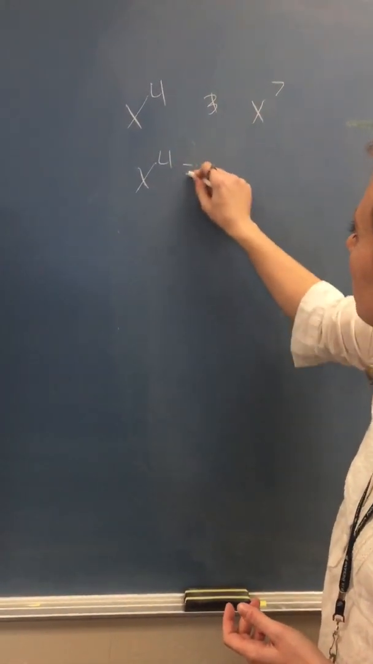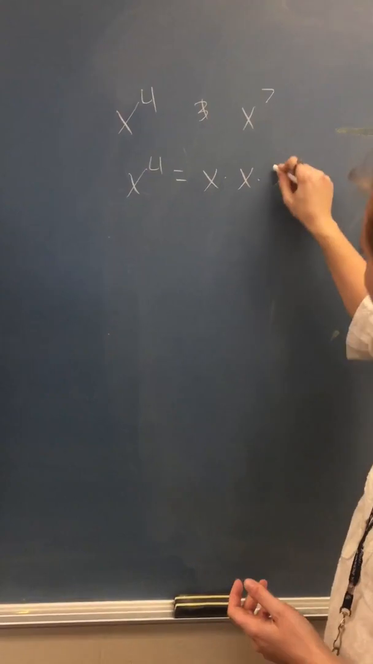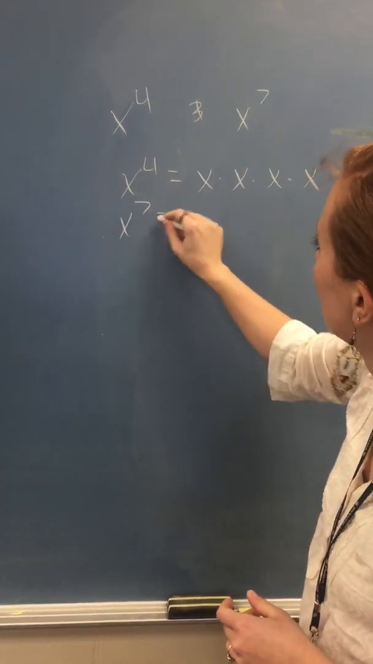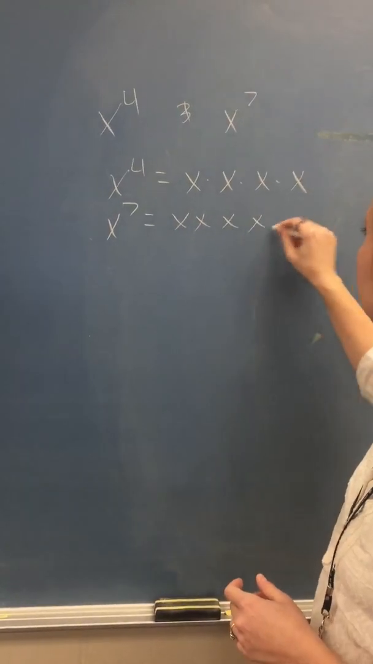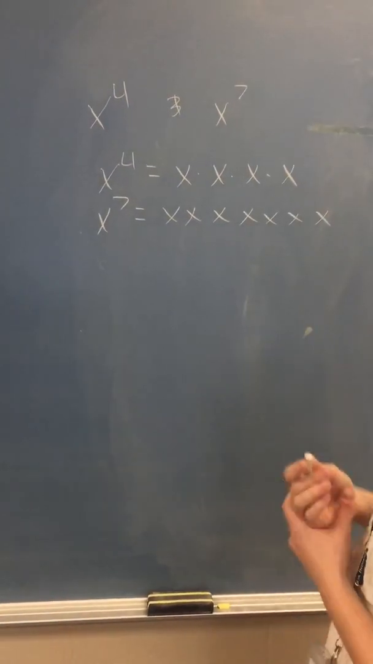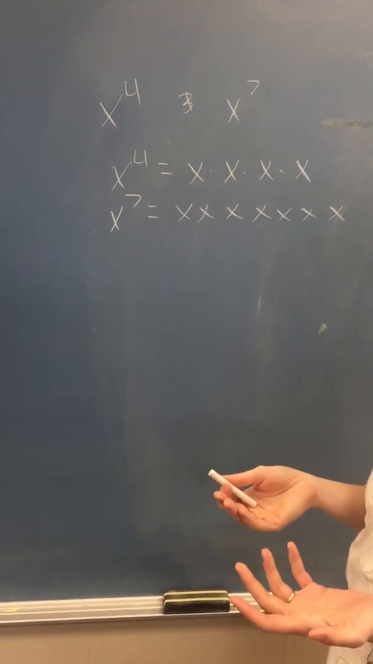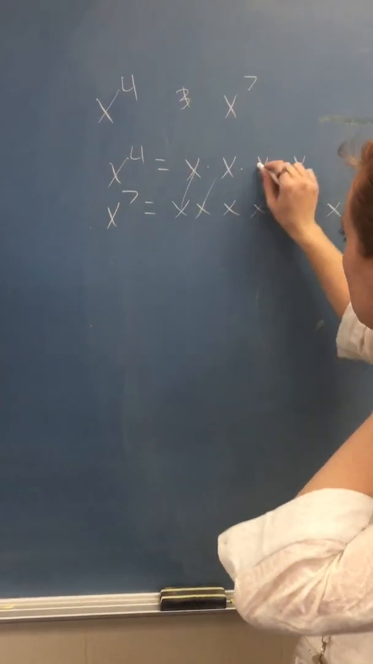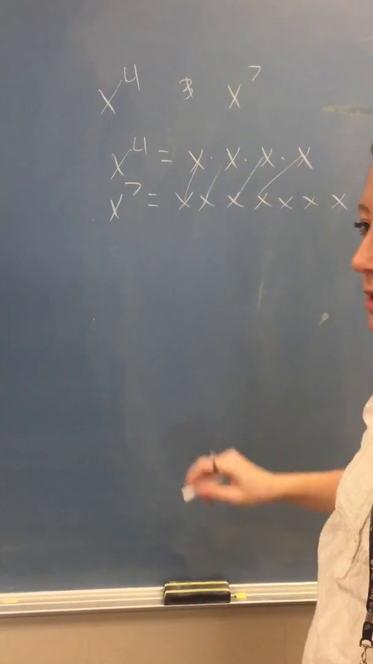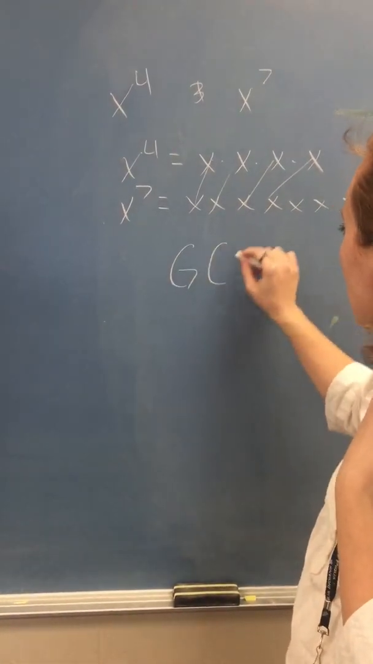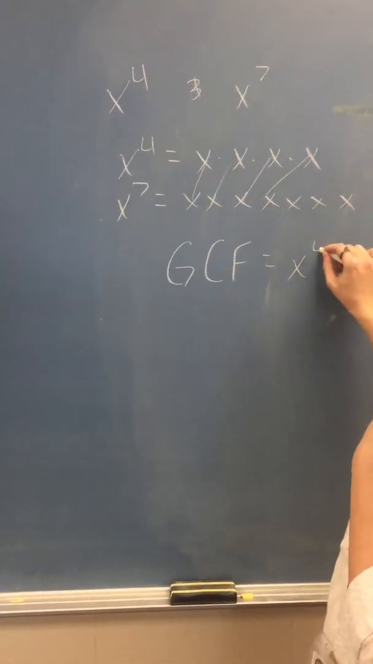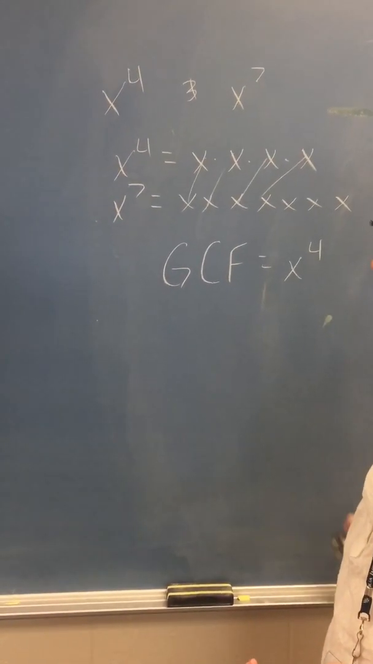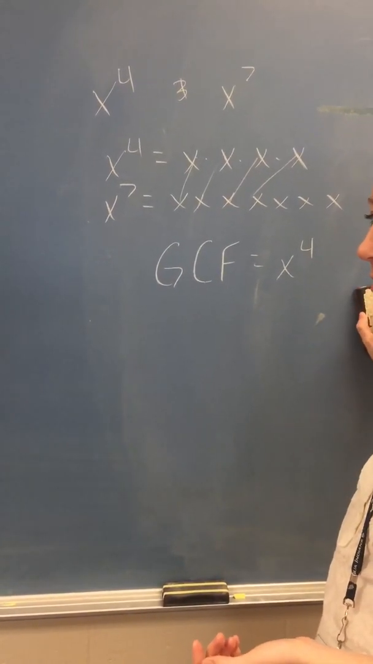Remember x to the 4th is x times x times x times x. X to the 7th is 7 of them. So how many do they have in common? 4. Right, there's 4 of these x's that would match up together. So the GCF is just x to the 4th, because that's the number of x's that they have in common. You okay with that? Yeah.